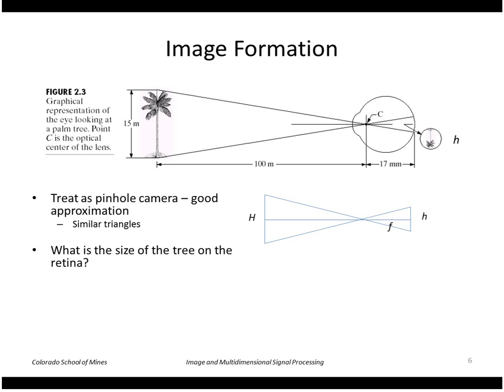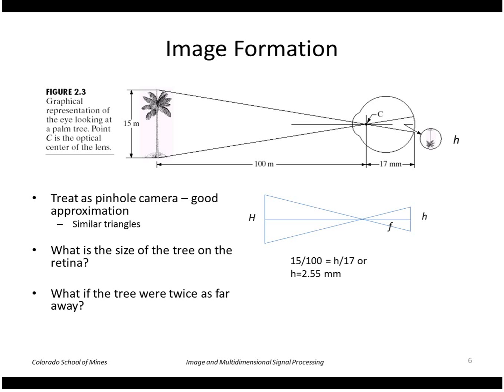So for example, in this case, we have a tree that is 15 meters high. It's 100 meters away. The focal length is 17 millimeters. We want to predict the height h on the retina. Notice that the image is actually inverted here, but we can easily switch that around. Using similar triangles, we have big H divided by d, which is the distance, equal to small h divided by the focal length f. In that case, the height on the image plane would be 2.55 millimeters.